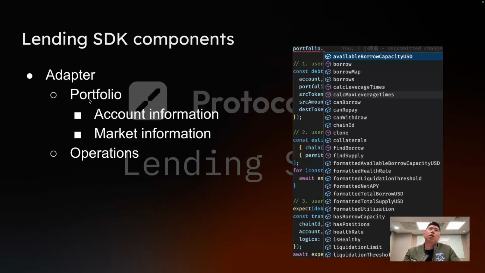The first part is the portfolio. The portfolio represents users' account information, mainly user information but also some market information. By feeding in the account and market identity, like the market ID, the portfolio will give you detailed insights like APY, current loan-to-value ratios, borrowing details, and a lot of other information. You can also get the health rate or when the position will be liquidated. This information is very useful when users are deciding what kind of operation they are going to take.